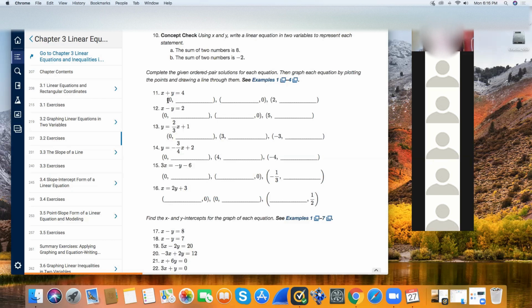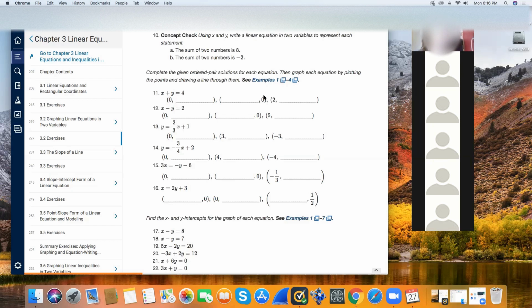Let's plug this x, 0, here. If you plug 0 here, what would the y be in this equation? So if you substitute x with 0, it would be 0 plus y, which is 4, right? So the y will be 4.